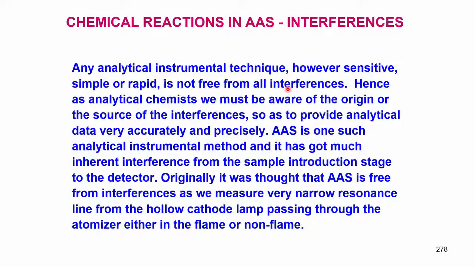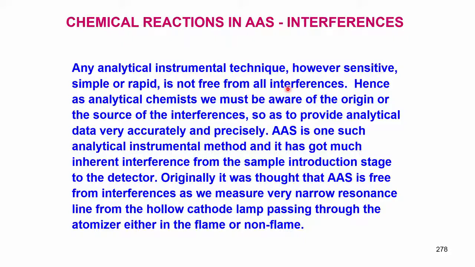So, as analytical chemists or scientists, we must be aware of the origin or the source of the interferences. Why? We have to provide analytical data very accurately and precisely, otherwise any chemical analysis will lose its meaning. So, atomic absorption spectrometry is one such analytical instrumental method, and it has got many inherent interferences from the sample introduction stage onwards to the detector level. Originally, it was thought that AAS is free from interferences, and I have also told you a number of times that it is almost free from interference.